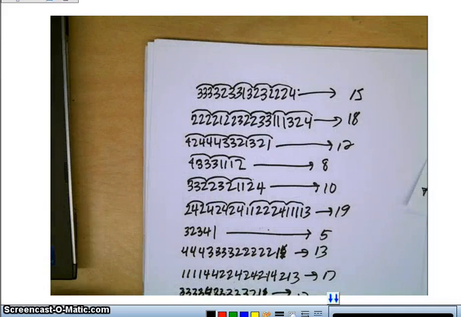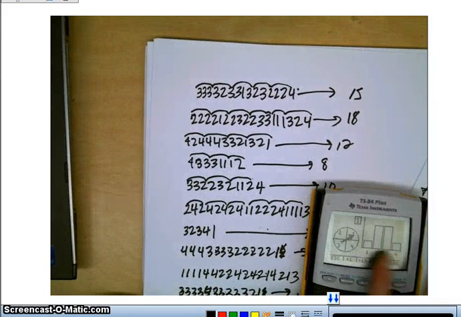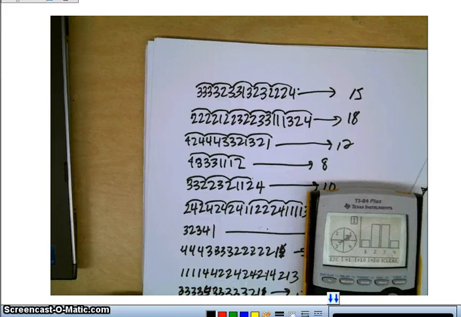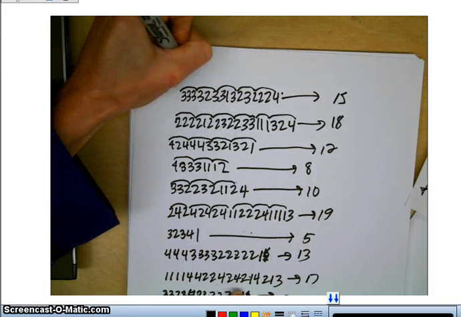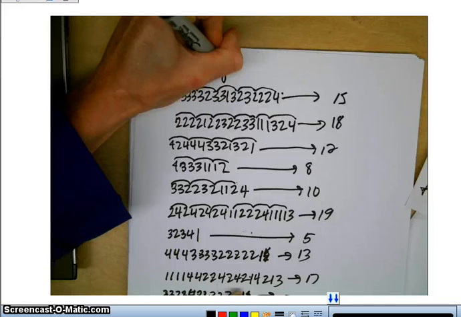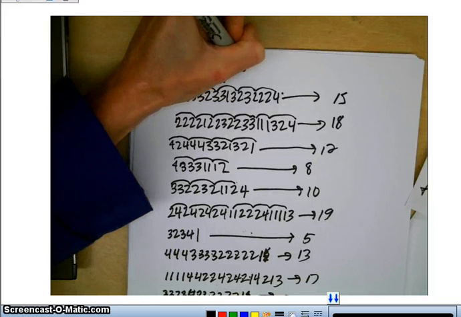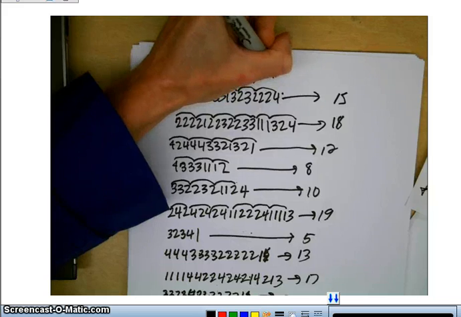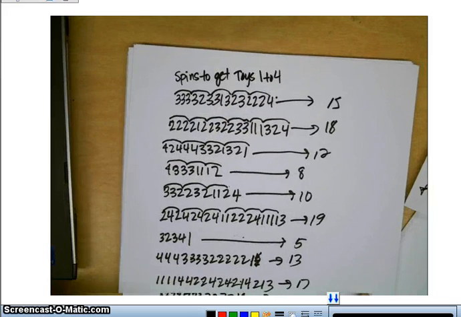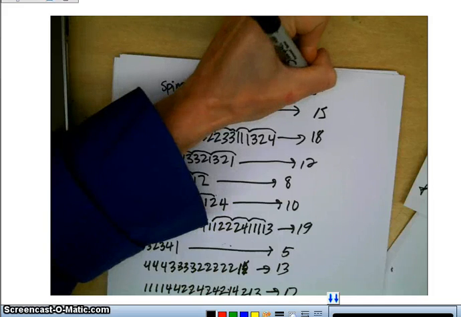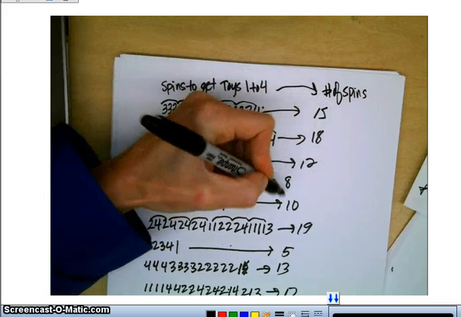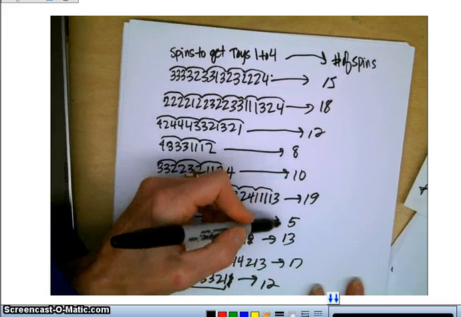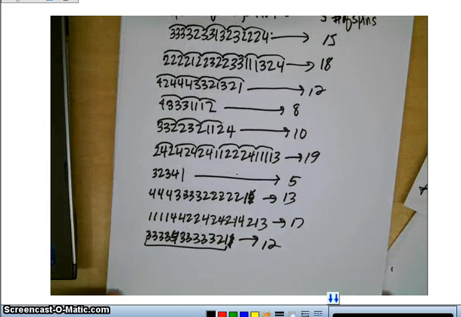So what I have on this next page, I've done 10 trials of my spinner spinning. I've done 10 trials of this until I got the desired numbers 1 through 4. So this was my spins to get toys 1 to 4, and this is my response variable right there, the number of spins. Okay, so I had 15, 18, 12, 8, 9, or 8, 10, 19, 5, 13, 17, and 12 that it took me to get all 4 toys.